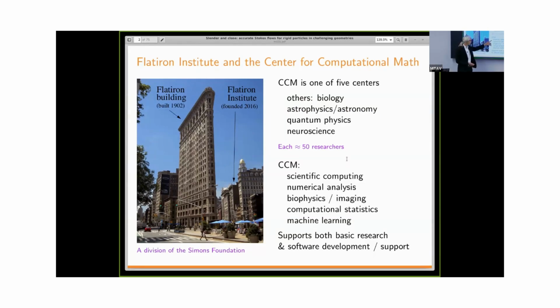And CCM has these different areas. I'm the numerical analysis, if you like, but there's also scientific computing, biophysics and imaging, computational statistics, and machine learning. So those are what's going on there. And one of our main features that's different from academia is that we support software development, as well as basic research and methods.